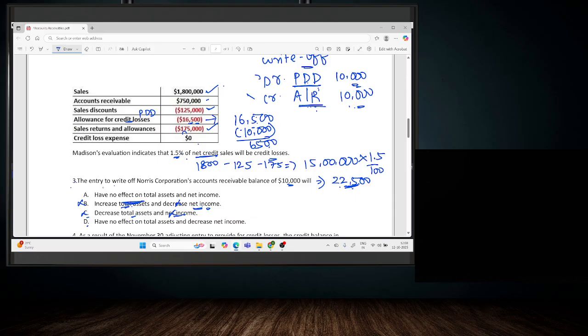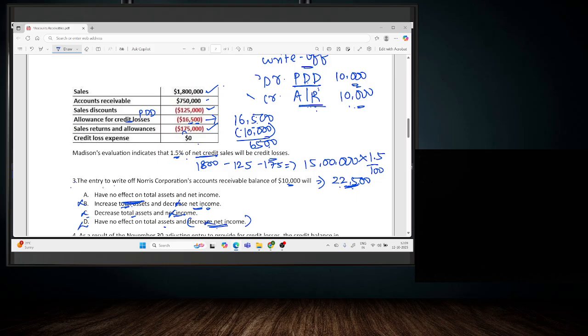Look at option D. Have no effect on total assets and decrease net income. Again, here option D says this entry will decrease the net income, but it is going to affect only the asset side of the balance sheet. So option D cannot be the right answer.